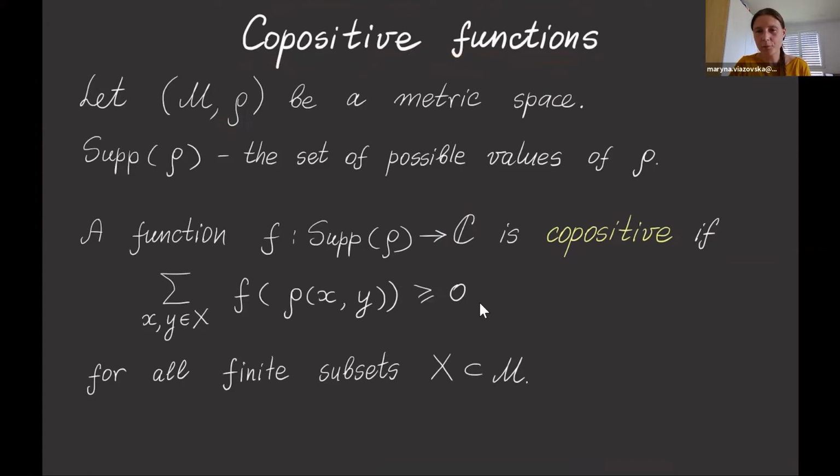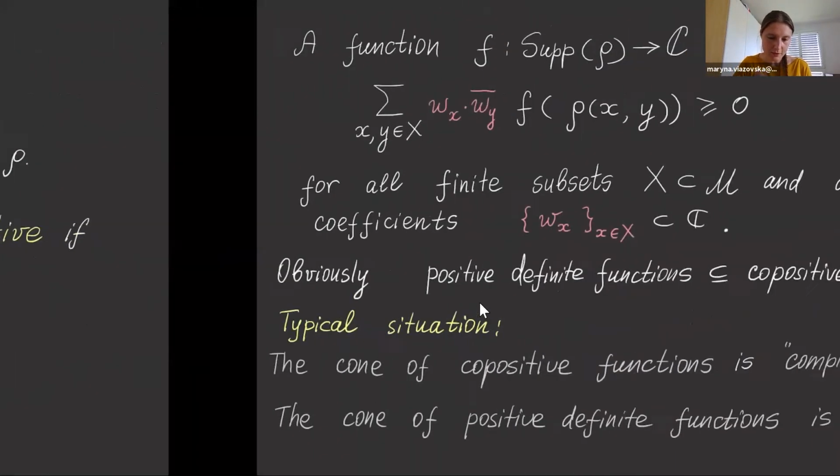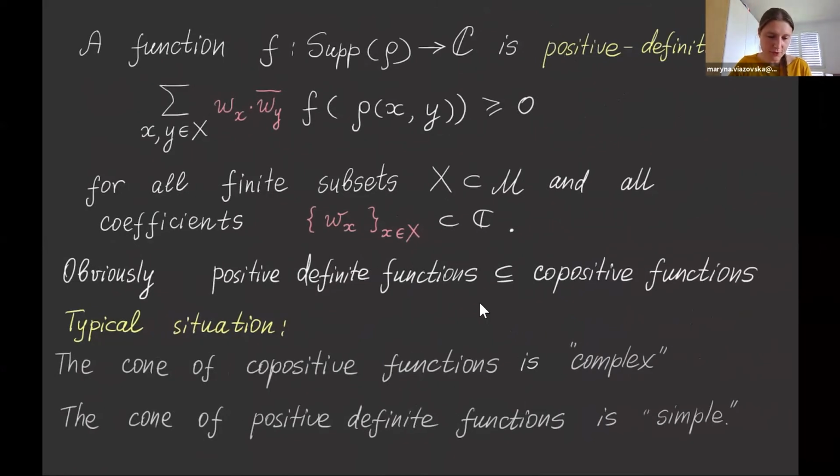And so solving all the problems related to it, for example, checking whether a certain element belongs to this cone or not, is usually a very difficult computational problem, both computationally and also, if you're interested in pure math, theoretically. And so for this reason, we can consider a different cone of functions, which is a subset of the cone of copositive functions, so-called positive definite functions.